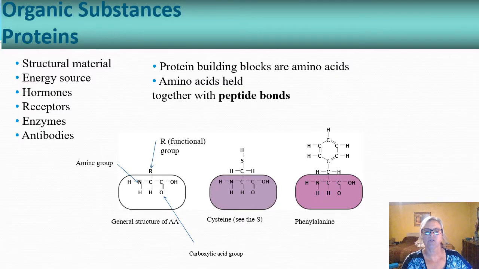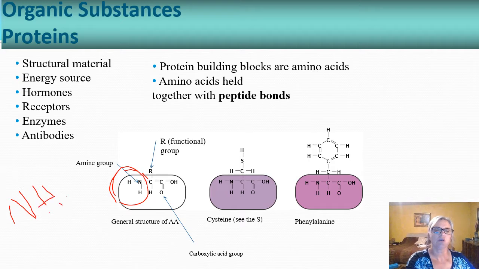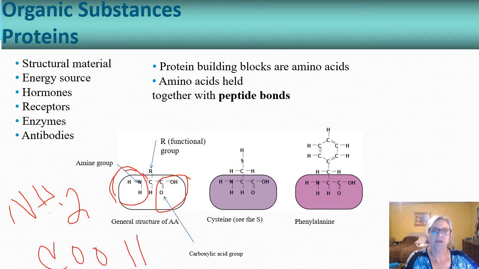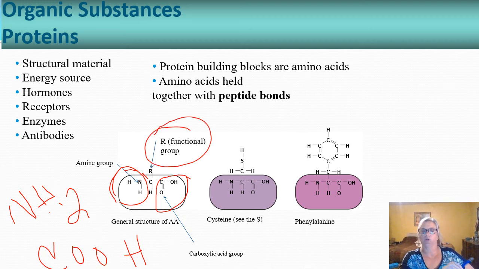So let me circle that little amine group here for you. That's NH2. That is your amine group. Okay, they have a central carbon. You can see that little carbon there in the middle. So they have an amine group, the alpha or central carbon, and then they have a carboxylic acid group. That's that COOH on an end. Then they have the little lone hydrogen there at the bottom. And then this R here, this is a functional group.